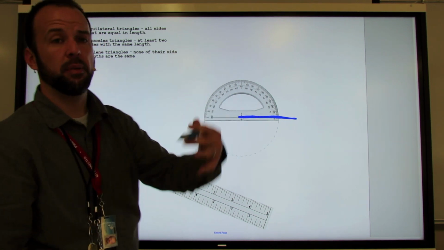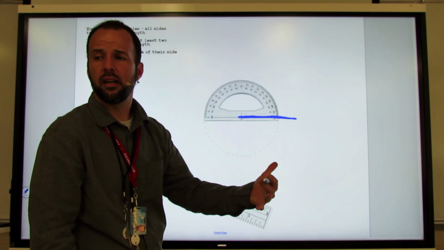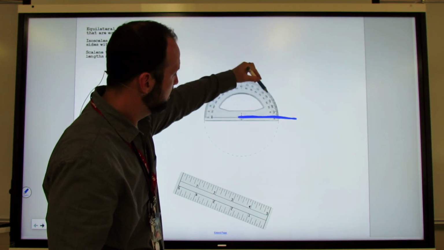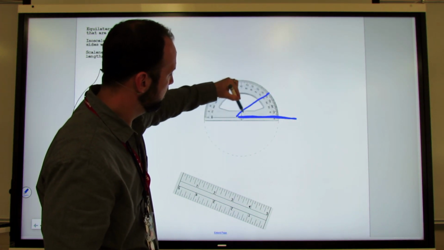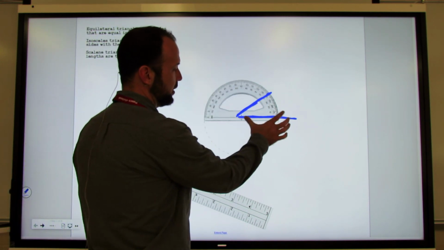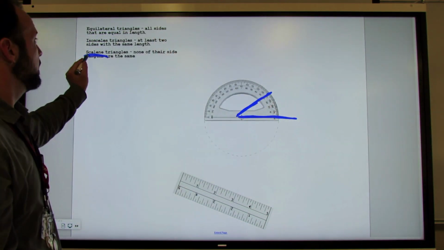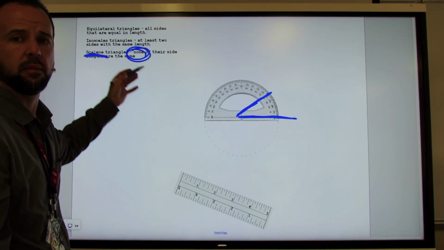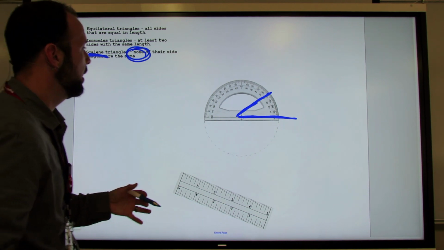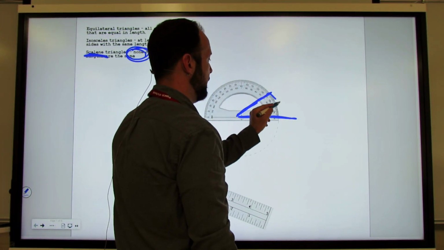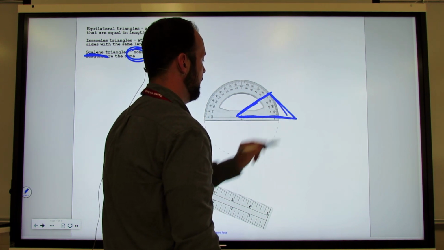I know it needs to be acute, right? It's an acute scalene triangle, so I'm going to make it less than 90 degrees. I'm just going to come in here maybe to about the 40-degree range, right in there. Okay. And I was careful at first to make this line a little bit longer than this line because, according to our scalene triangle definition, none of the sides can match. None of them can be the same length. So this one's longer than this one.